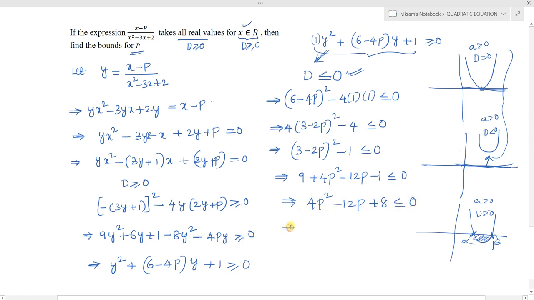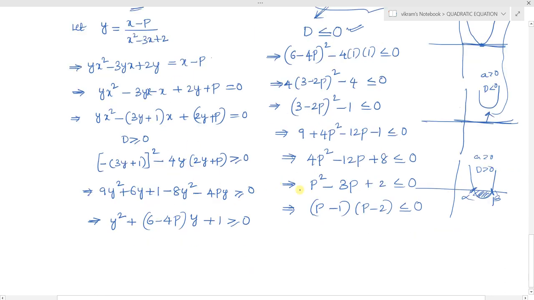And again if we take 4 as a common factor, we can write p square minus 3p plus 2 less than or equal to 0. Then we can factorize this as (p minus 1) into (p minus 2), less than or equal to 0. Here p takes all real values, and we can express this as 1 less than or equal to p less than or equal to 2. So p belongs to the interval 1 to 2.